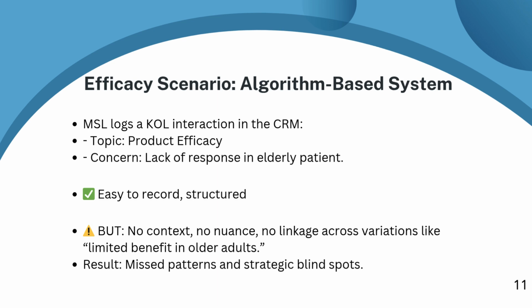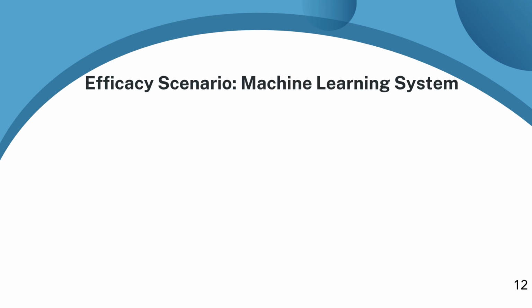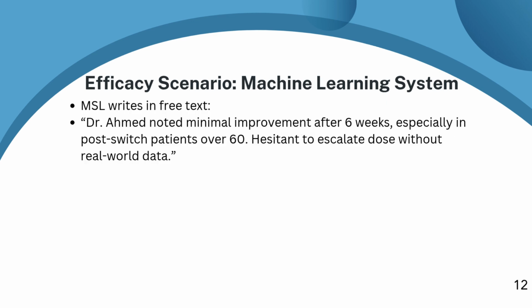So what are you missing? Patterns, nuance, strategy. Now let's flip the same scenario with machine learning. Your MSL writes this in free text. Dr. Ahmed noted that patients over 60 are showing minimal improvement after 6 weeks on treatment, especially those switching from a JAK inhibitor. He's hesitant to increase the dose without seeing stronger real-world data.